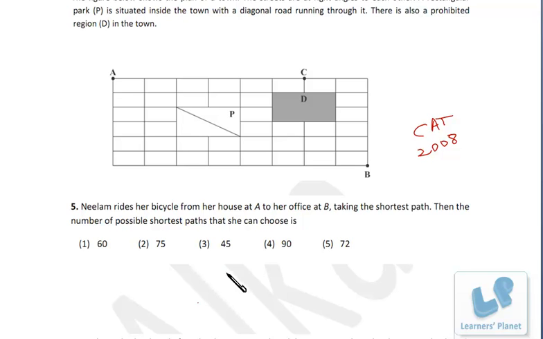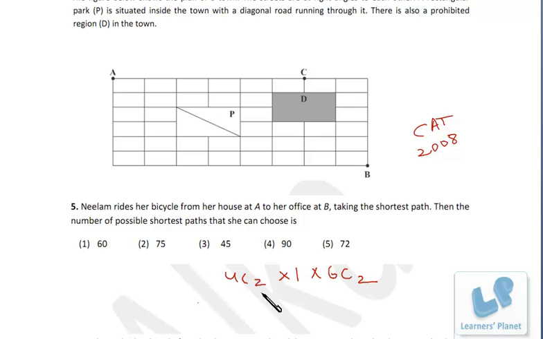2 horizontal, 2 vertical. So that's 4C2. Then this is a single way, obviously, and then from this point to B. So that's 1, 2, 3, 4. 4 horizontal, 2 vertical. So 6C2 or 6C4. So these are the total number of possible ways from A to B via this park. Okay, and we are talking about the shortest possible ways over here.